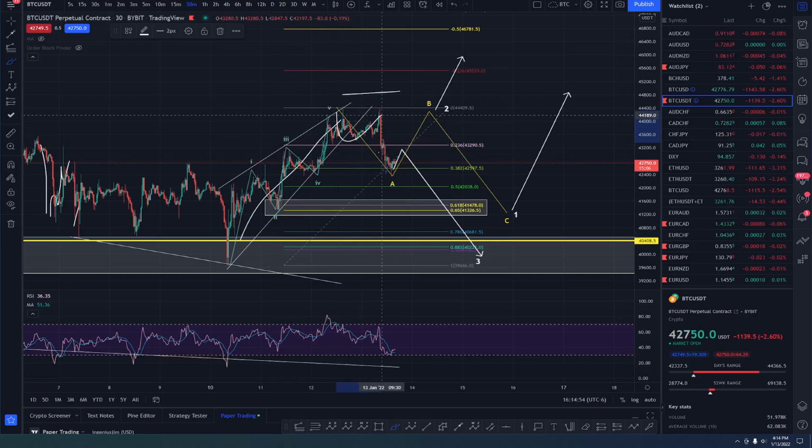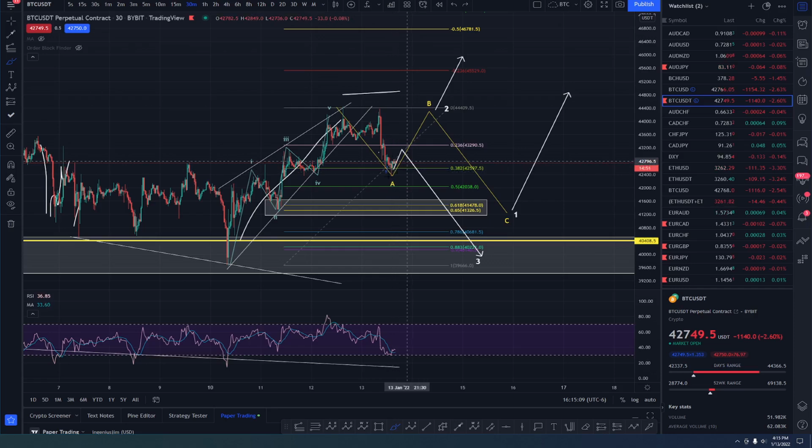We've got a 3-wave pullback that just finished. We could be heading up to the upside. Okay, that's my second idea, my second favorite idea, that we could just be going up now. We could be very, very bullish and heading on up. Now, I don't think that's the case based on the bearish divergence that we're seeing.